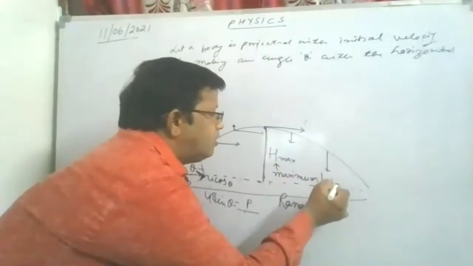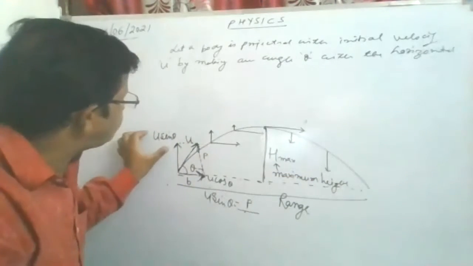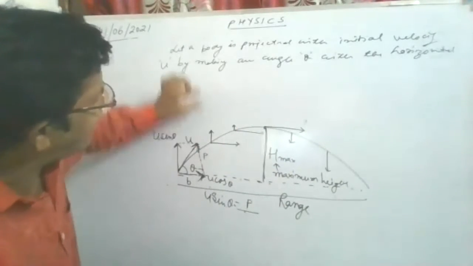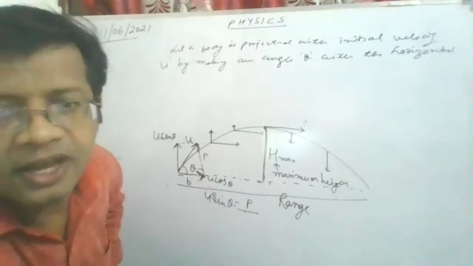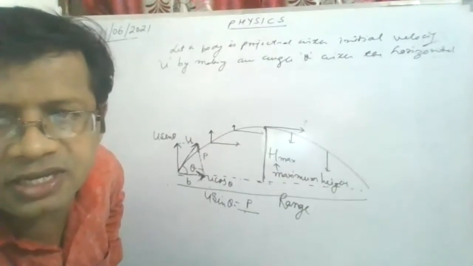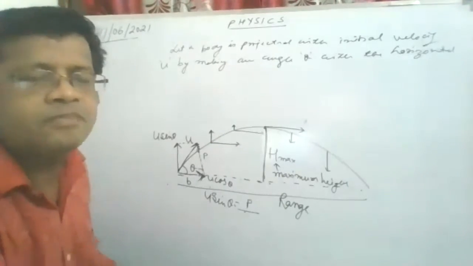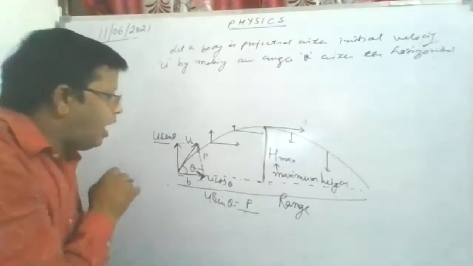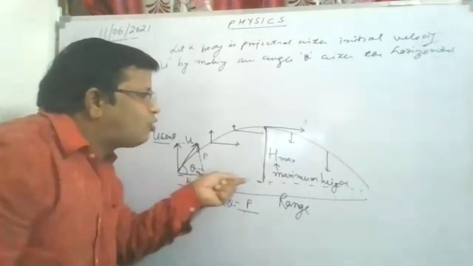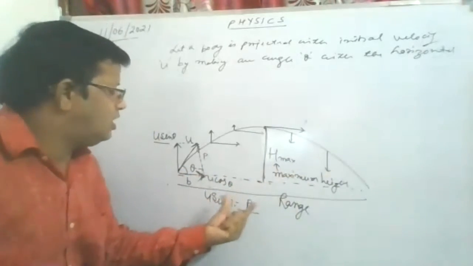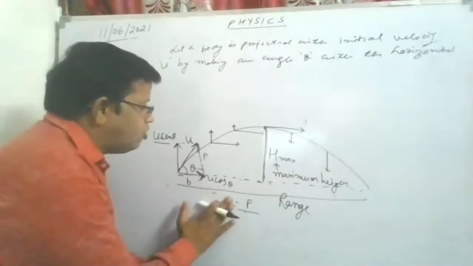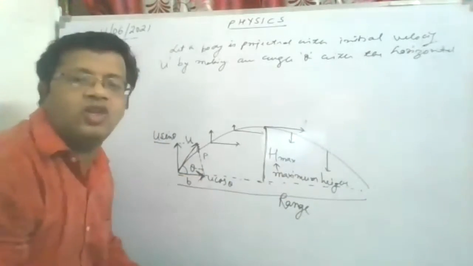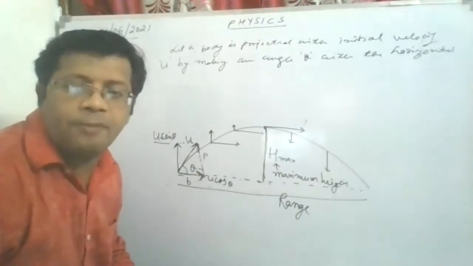Now beta, tell me, which component of velocity provides the maximum height? Which component of velocity takes this projectile in the vertically upward direction? Yes beta, all of you. This is the sin theta component. And which component takes this projectile to the maximum range? That is u cos theta. U cos theta provides the range. U cos theta is acting along the horizontal direction. So u cos theta provides range.